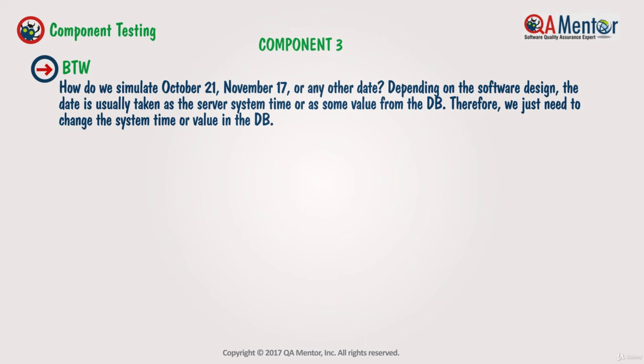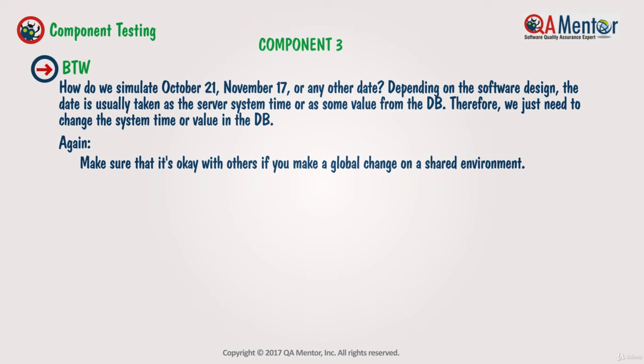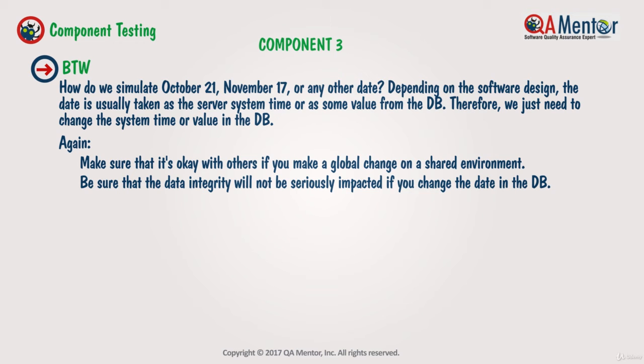By the way, how do we simulate October 21, November 17, or any other date? Depending on the software design, the date is usually taken as the server system time or as some value from the DB. Therefore, we just need to change the system time or value in the DB. Again, make sure that it's okay with others if you make a global change on a shared environment. Be sure the data integrity will not be seriously impacted if you change the date in the DB.